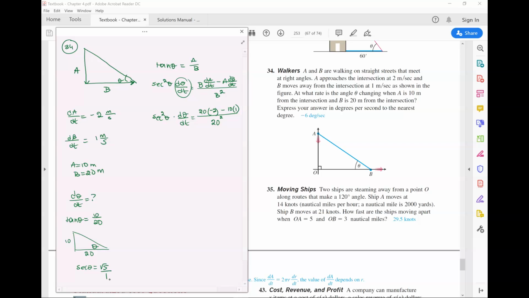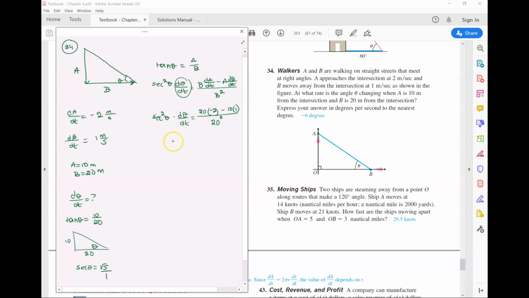Secant is the inverse of cosine, so we find the cosine from tangent. But can you use what theta is and plug that in? You can do that too. How would you do it? Theta equals tan inverse of 10 over 20, and then you would need a calculator to do it. But if you don't have one, then we have to figure out another way to do it.